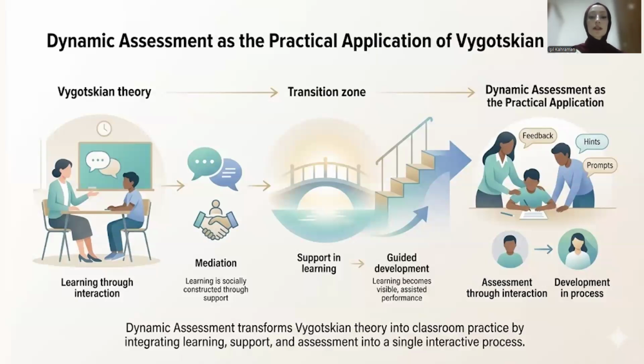These ideas, we cannot separate them. So, we can see in the slide that Vygotskian theory, the zone of proximal development, leads us to dynamic assessment as the practical application. Learning through interaction, mediation, support in learning, guided development, assessment through interaction, and development in process. Dynamic assessment transforms Vygotskian theory into classroom practice by integrating learning, support, and assessment into a single interactive process.